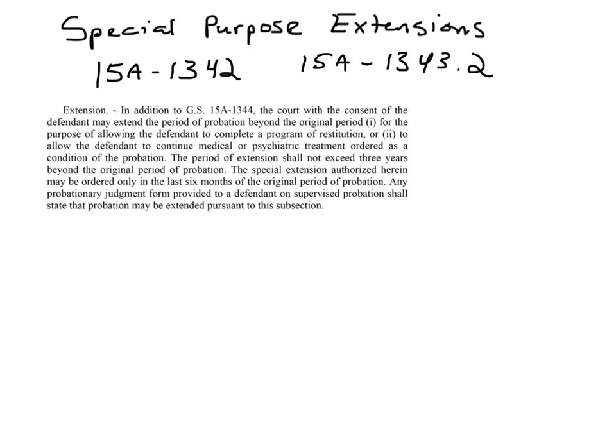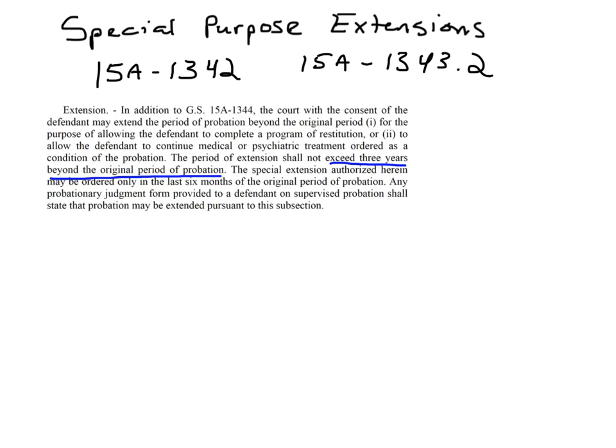So let's shift gears and talk about special purpose extensions. These are described in a different set of statutes in 15A-1342, and then they're also mentioned in 15A-1343.2. So here's the statute. This is 15A-1342(a), and what you can see is that this one allows for an extension not to exceed 3 years beyond the original period of probation, but there's some strings attached.